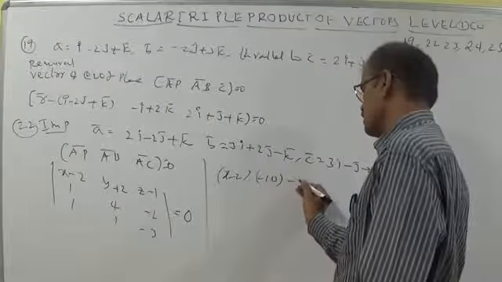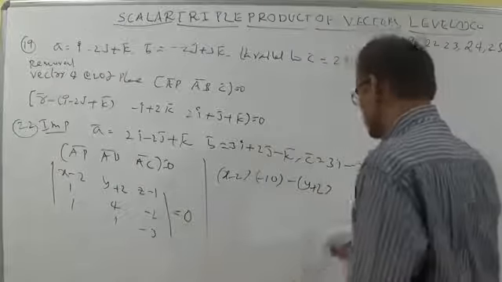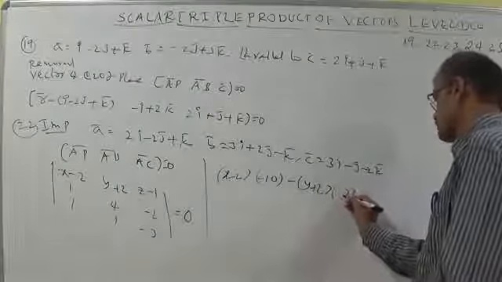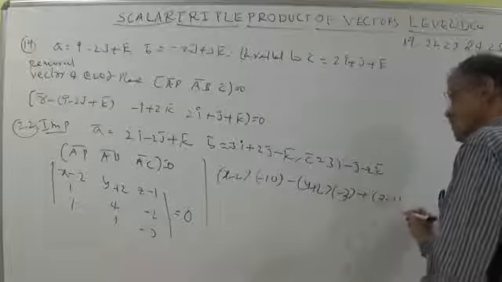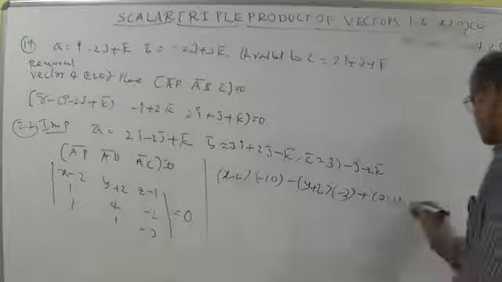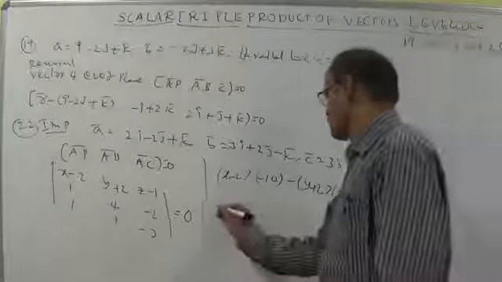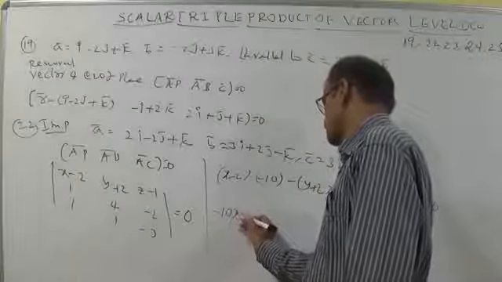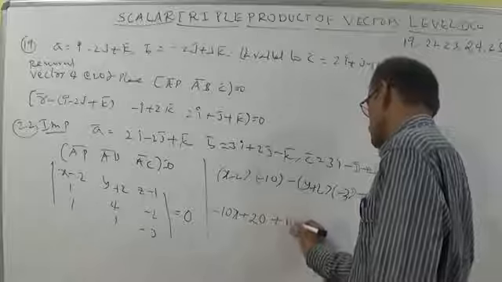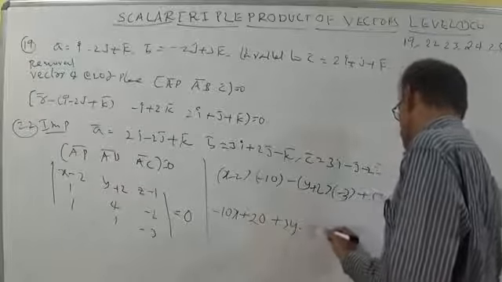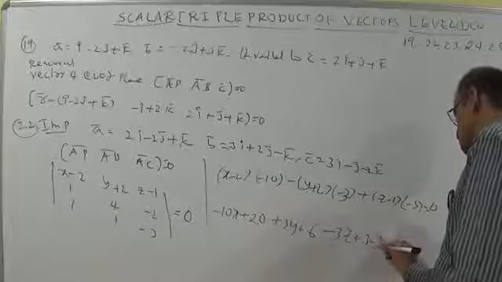you can write here minus 10. Minus of, now we can write y plus 2 into 1 minus 4. 1 minus 4 is minus 3. Plus of z minus 1 into 1 minus 4 you can write here minus 3. This becomes minus 10x plus 20. Minus of minus plus 3y plus 6. Minus 3z plus 3 equal to 0.